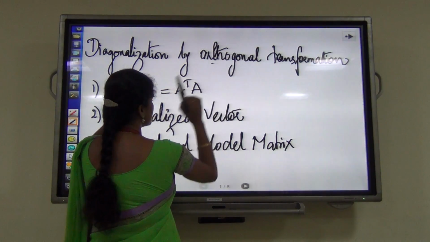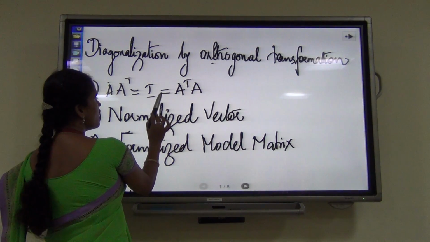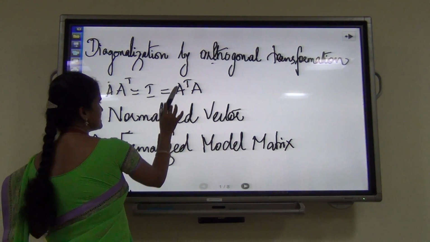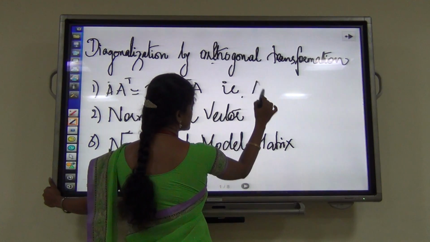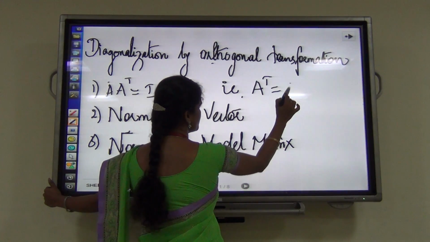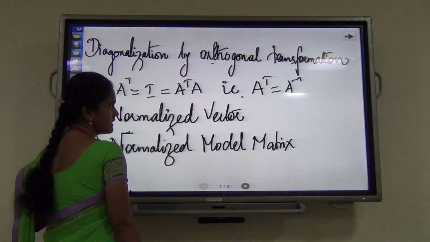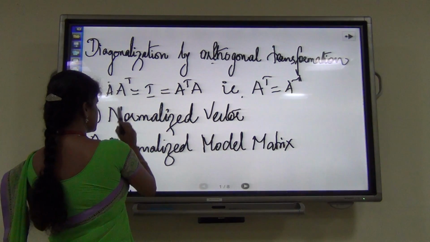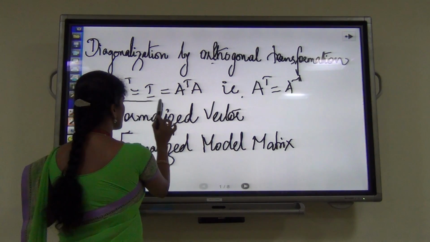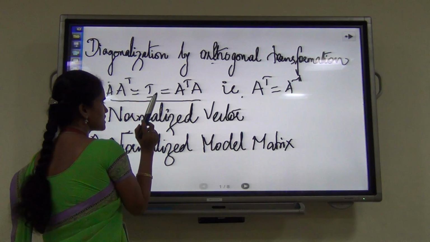What is orthogonal? Orthogonal means A transpose A is equal to I, or in other words, you can also say A A transpose is equal to I. That is, it means that A transpose is equal to A inverse. That is what we actually mean to say here. So that is the definition for orthogonal. We can call matrix A an orthogonal matrix.